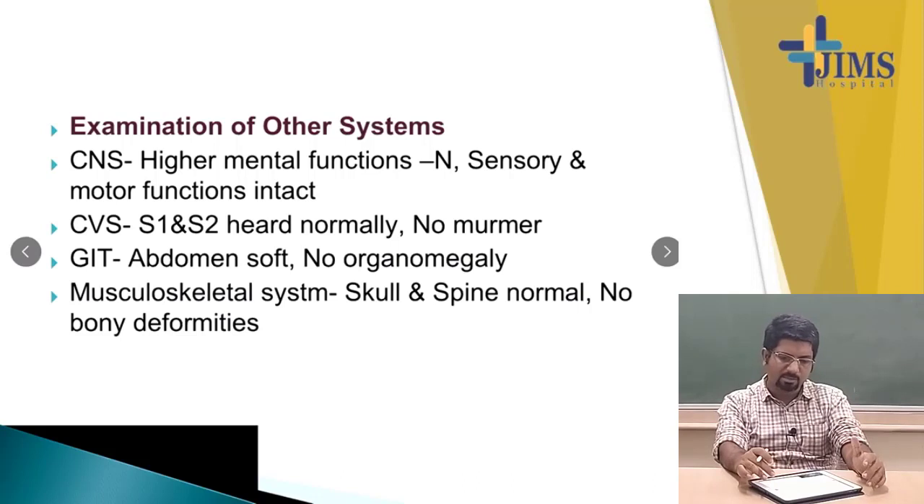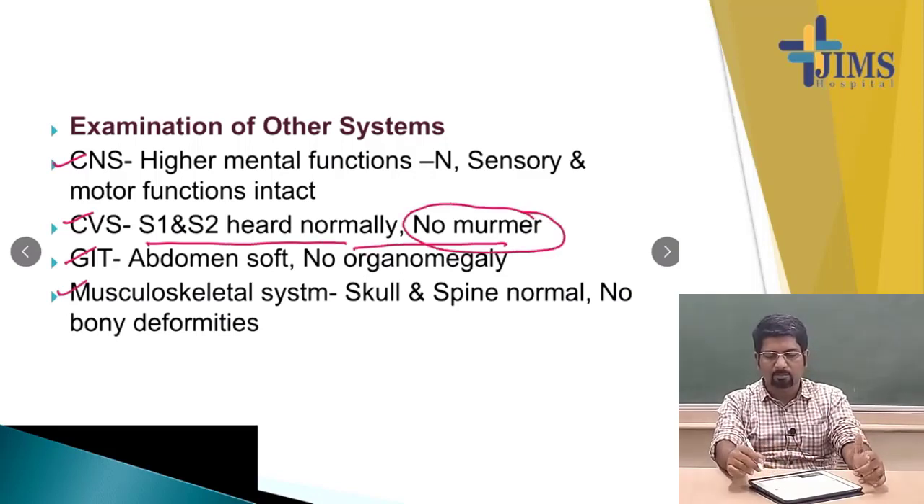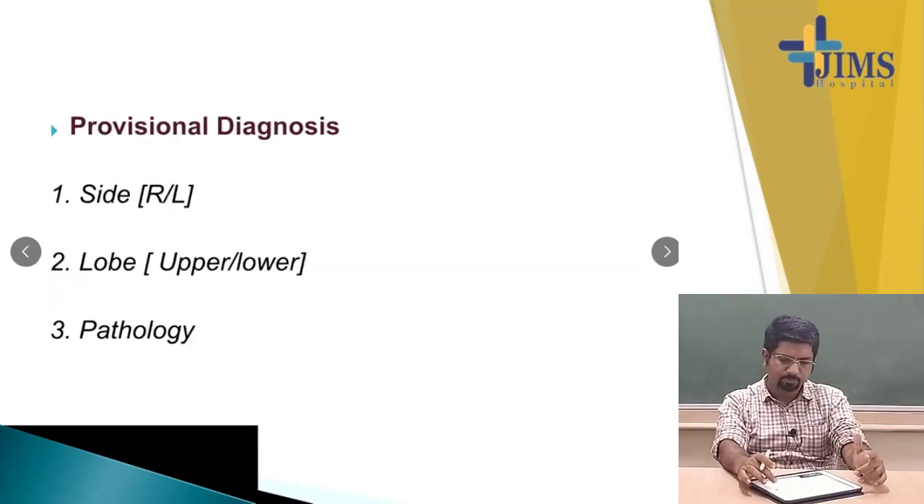Now, examination of the other systems, particularly the CNS, CVS, GIT and musculoskeletal system: you have to find out, and if it is normal, then we write normal, or there may be some possibilities. Particularly in case of COPD, there is alteration of mental status because of CO2 retention. In case of lung carcinoma, if it has metastasized to the brain, there may be altered sensorium. And CVS is very important just to rule out any valvular heart disease, and you have to write whether any murmur is present or not.